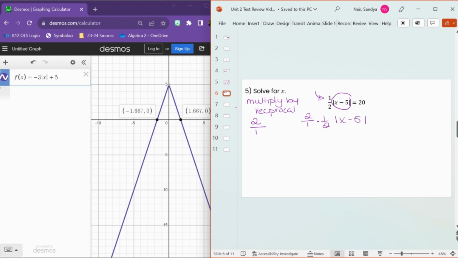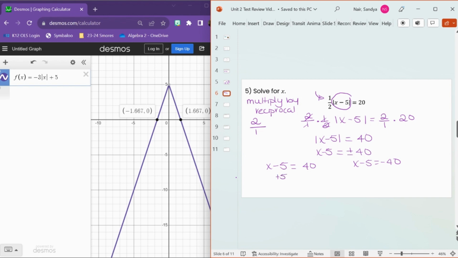Okay, so I have 2 over 1 times 1 over 2. And then remember, anything I do on one side, I need to do on the other. So I have 2 over 1 times 20 over here. Well, this is all just going to cancel, leaving me with just the absolute value, which was my goal. And that equals, well, 2 times 20 is 40, and 40 over 1 is just 40. So now I can drop the absolute value, right? So I can turn this into x minus 5 and say that it's equal to plus or minus 40. That gives me my two separate cases. I have x minus 5 equals 40 and x minus 5 equals negative 40.